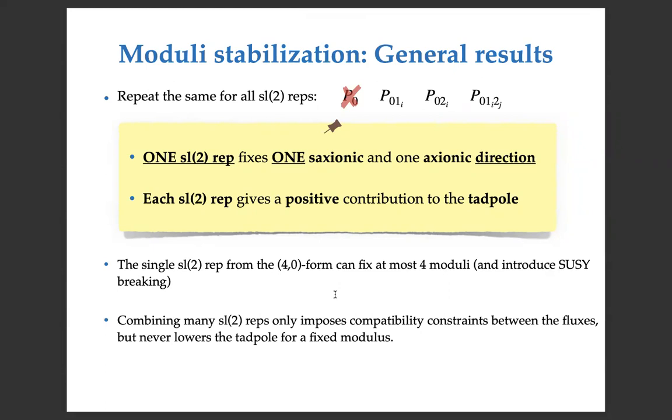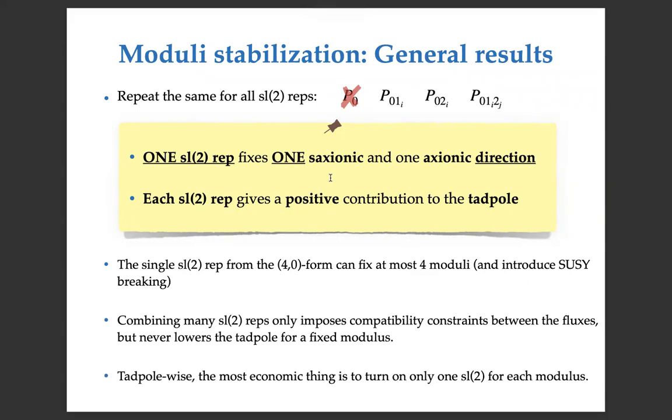Now, one could think, okay, what if I start combining these things and then try to reduce the tadpole or whatever? Again, these are orthogonal, so the best you can do to act on some field with more than one of these is to act with several SL2 representations on the same saxion and the same axion. The only thing you will get is some compatibility conditions, but you will never lower the tadpole.